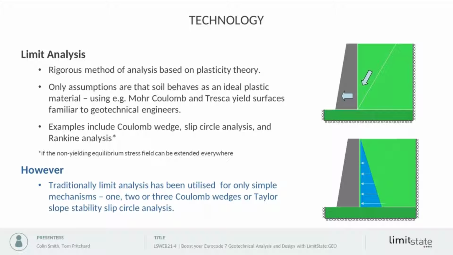And the nice thing about it is the only assumption that we have to make is that the soil behaves as an ideal plastic material, and we can use, for example, Mohr-Coulomb or Tresca yield surfaces, which are familiar to geotechnical engineers. And this has been used for many, many years in geotechnics, and the sort of examples that you see include Coulomb wedge analysis, slip circle analysis, and Rankine earth pressure analysis. There's a slight caveat on Rankine analysis you can see on the slide there. However, for hand calculations, traditionally it's only used for simple mechanisms, maybe 1, 2, or 3 wedges, or 1 slip circle.